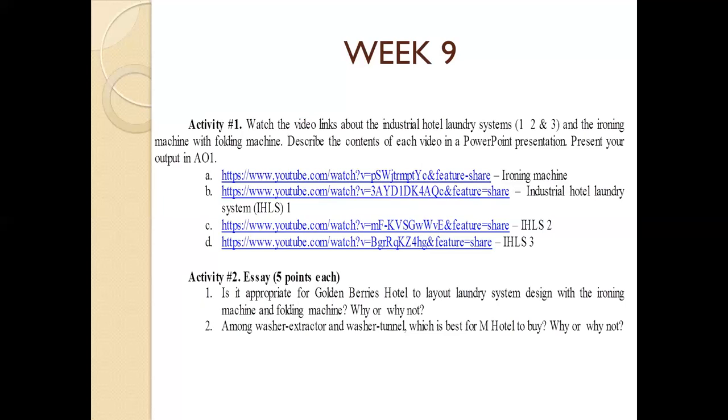So those are the factors that need to be thought out when designing or redesigning an on-premise laundry location or area. So that's it for our week 9 discussion.